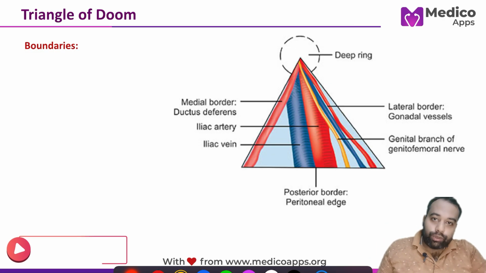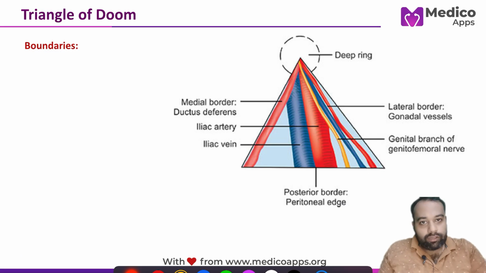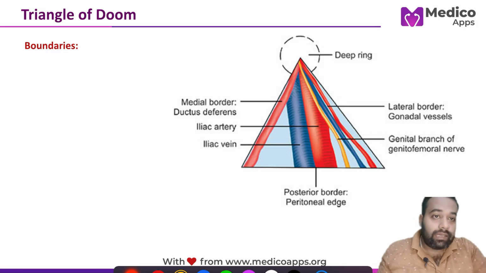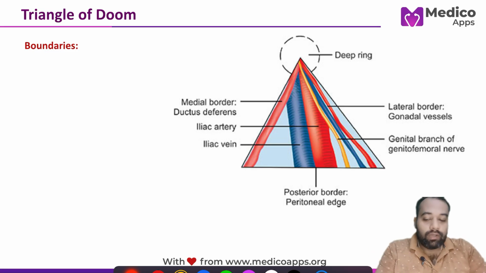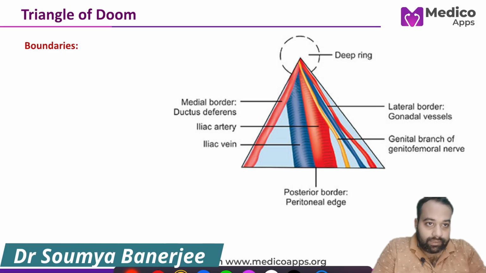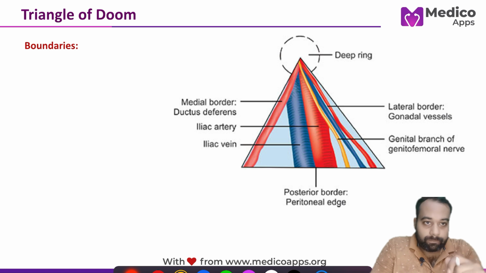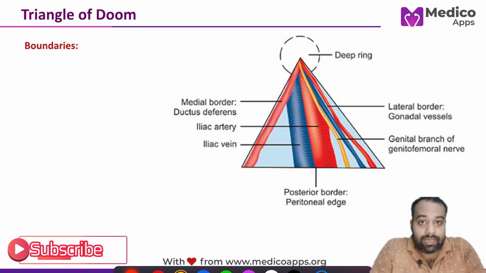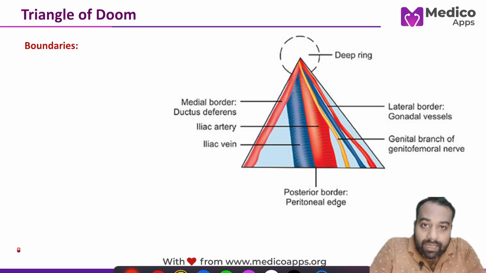So we have two triangles in here, the triangle of doom and the triangle of pain. Now the significance of these two is that while placing the mesh, we often use the tacker. The mesh tack, or the tacker, is basically used to fix the mesh. While placing this tack, we would not like to injure any neurovascular structure, because it will eventually give us some devastating result as well as severe postoperative pain.